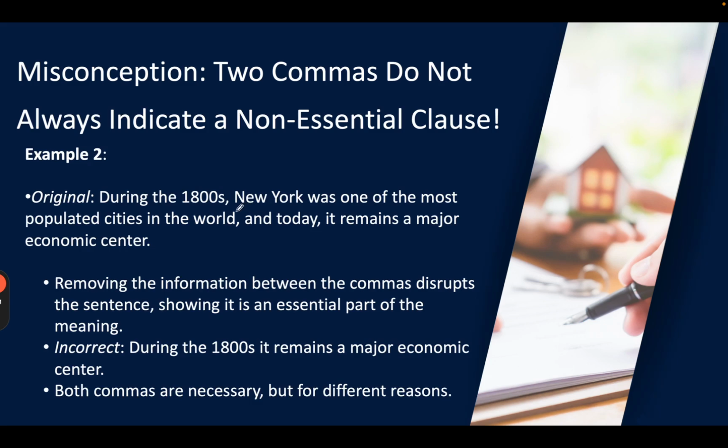During the 1800s, New York, New York was one of the most populated cities in the world, another comma, and today, it remains a major economic center. So the first two commas that I see is over here, right? Let me remove this information. Then I have another comma and another comma here, so let me remove this as well. Now what am I left with? During the 1800s, it remains a major economic center. Is it telling you anything correctly? The grammar is missing because what is this "it" referring to? I don't know. Also, the meaning is not conveyed in the manner the sentence wants to convey.